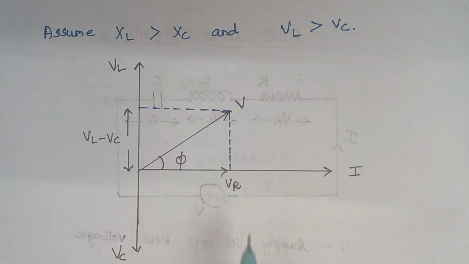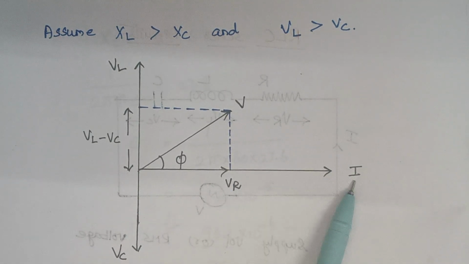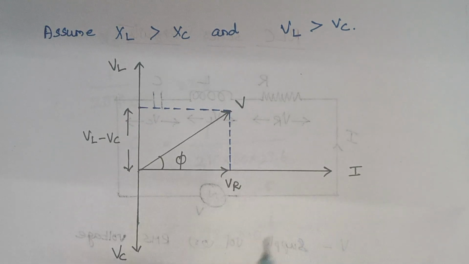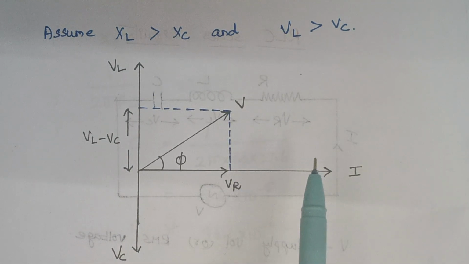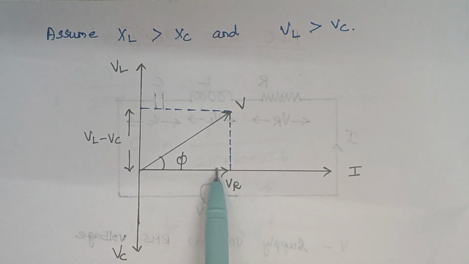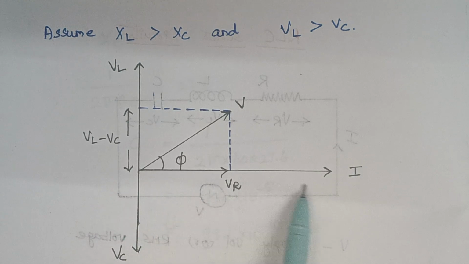Right. Now here again I is taken as reference. Why is I taken as reference here? Because in series circuits I remains common in all the three elements. Okay. That is, the same current flows through all the elements. So here I is taken as reference. Right. So in a resistive circuit, V and I are in phase. Therefore VR and I are together here.